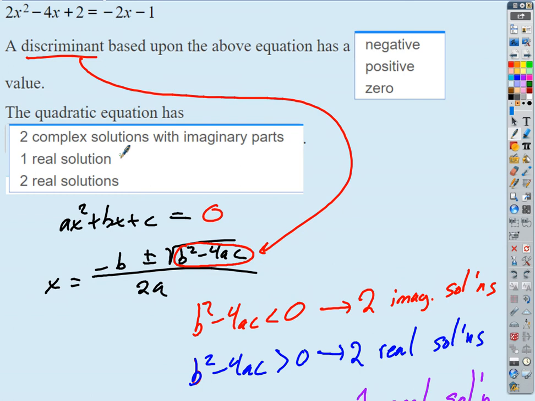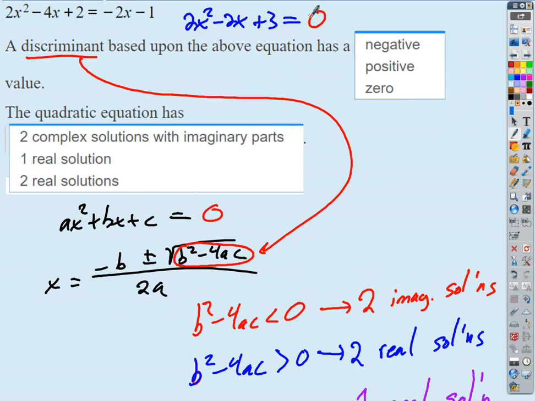If we do this one, what do I have to do first? Put it in standard form. You gotta put it in standard form, so I'm gonna add 2x to both sides. So I'm gonna get 2x squared minus 2x, I'm gonna add 1 plus 3 equals 0.